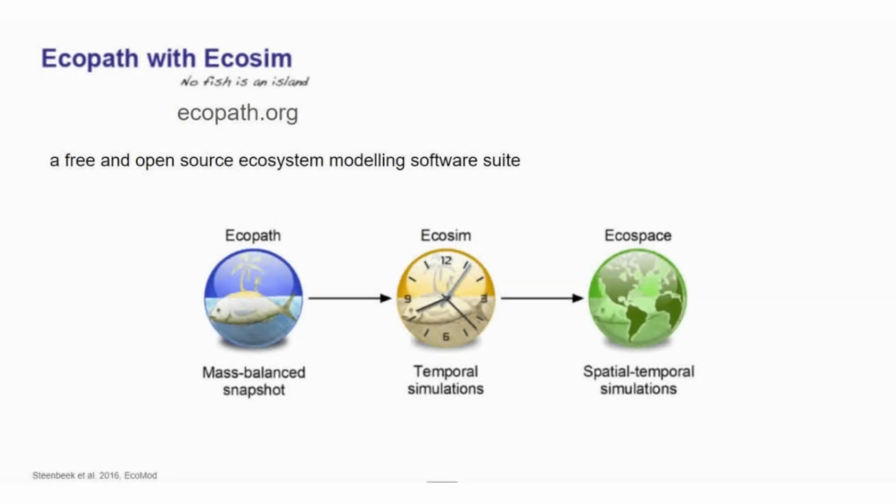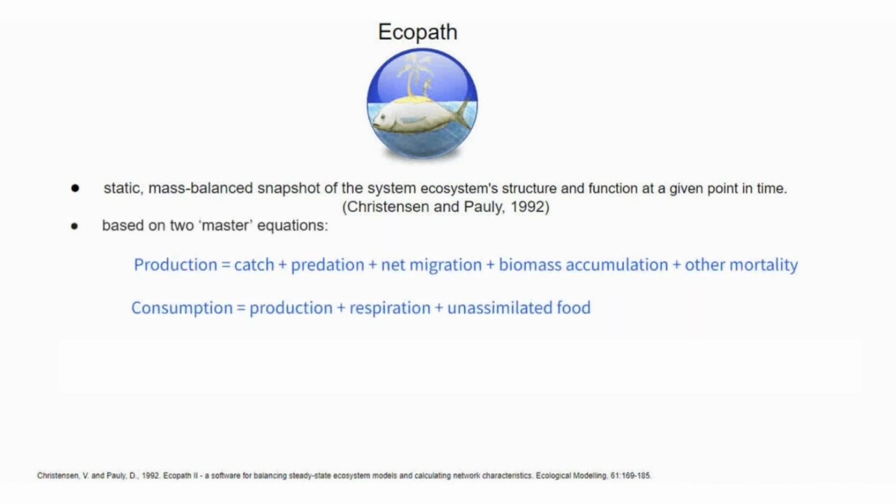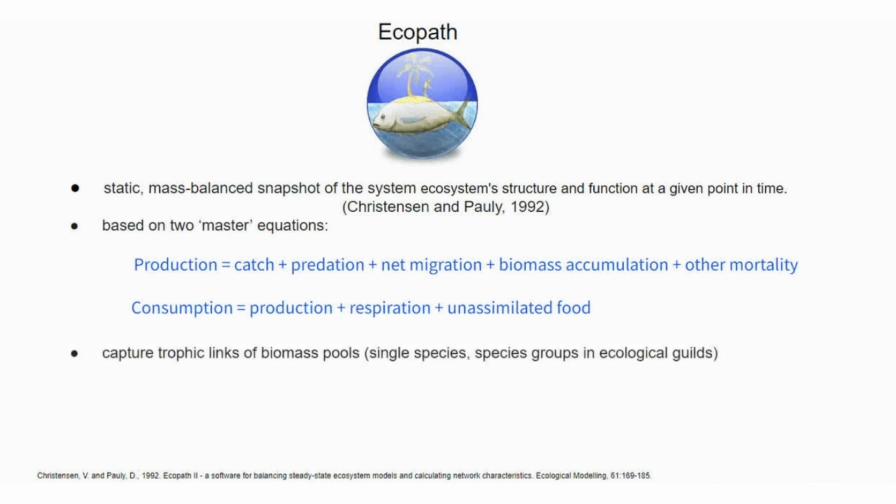Ecopath is one of three components of the Ecopath with Ecosim, a free and open-source ecosystem modeling software suite at ecopath.org. Ecopath is a powerful tool used to model ecosystems, helping researchers understand the flow of energy and matter through different components of the system. It provides a snapshot of the ecosystem's structure and function at a given point in time. The model is based on two master equations on production and consumption that represent trophically linked biomass pools such as single species or species groups in ecological guilds.